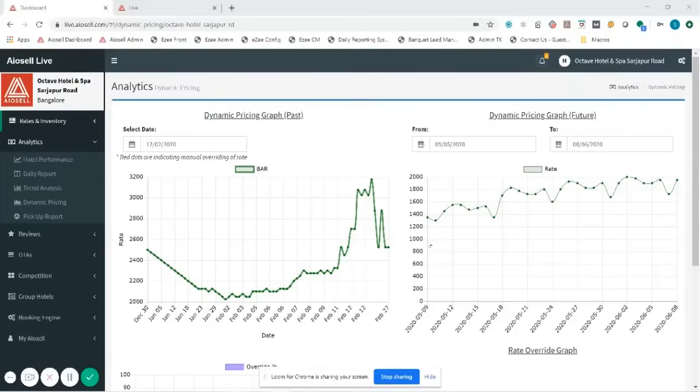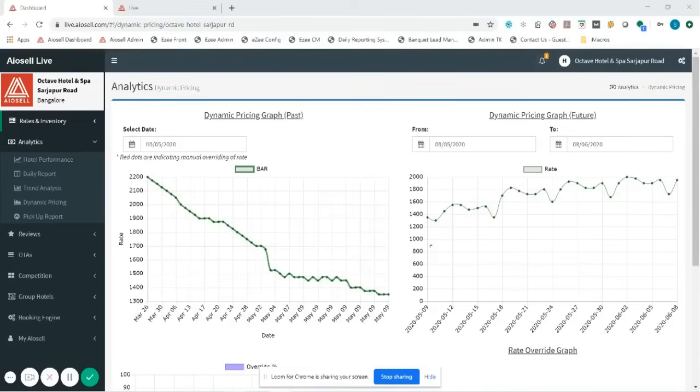Hi everybody, I'm here to give you a demo on Aiosell revenue management and all-in-one hotel marketing system. So Aiosell is a completely automated pricing as well as revenue management system that can integrate with either existing PMSs or existing channel managers and gives you a complete automated pricing as well as a hotel marketing system.